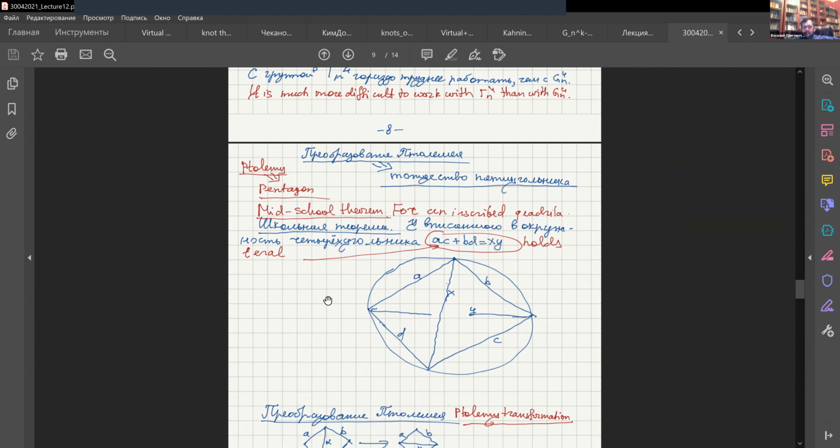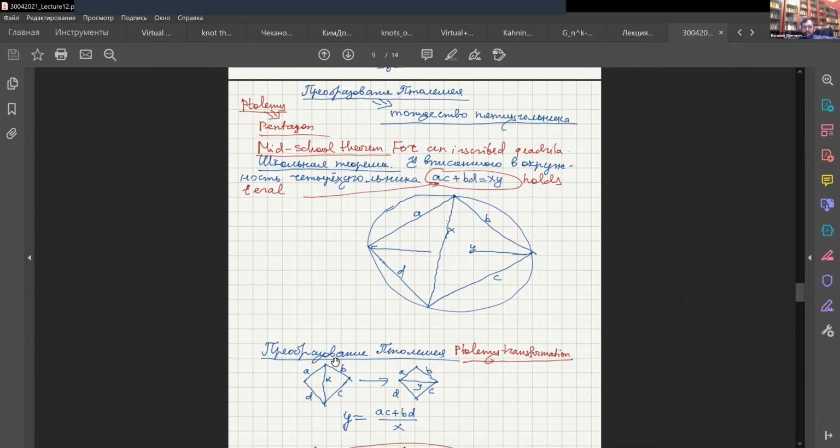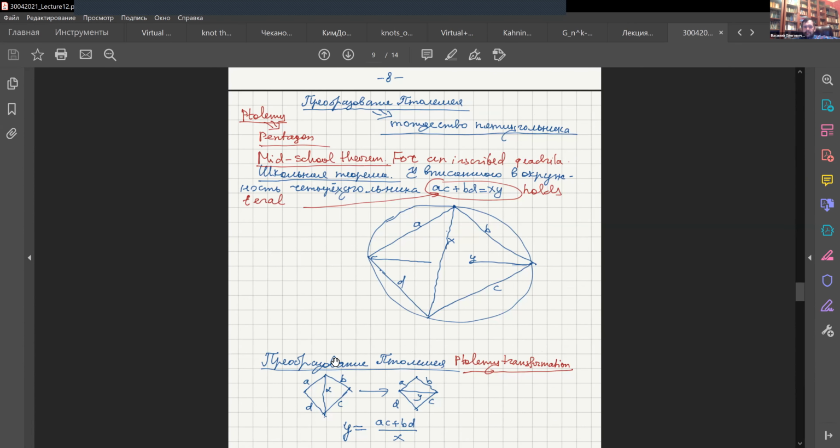So the next slide is devoted to the Ptolemy transformation and to the Pentagonal identity. So if there is a problem from school, if we have an inscribed quadrilateral, then if we take the sum of products of opposite edges, AC plus BD, we get the product of diagonals. Of course, I mean length of edges and length of diagonal. And the Ptolemy transformation is as follows.